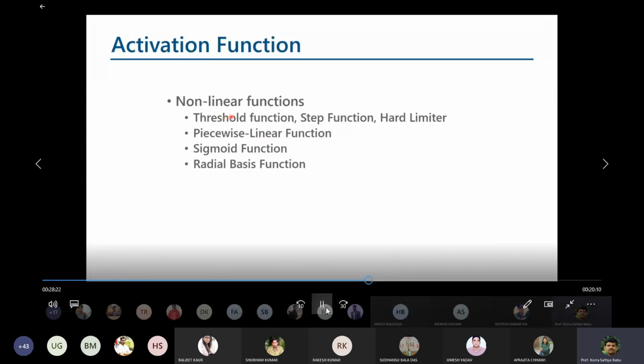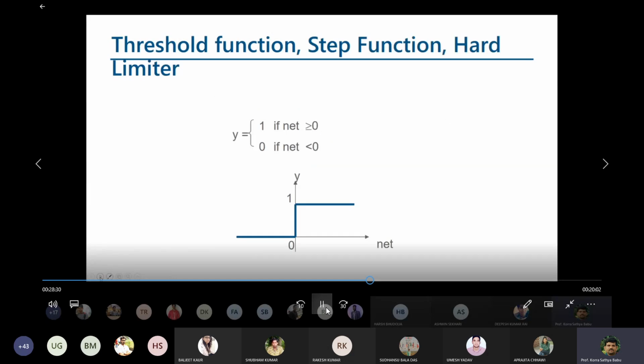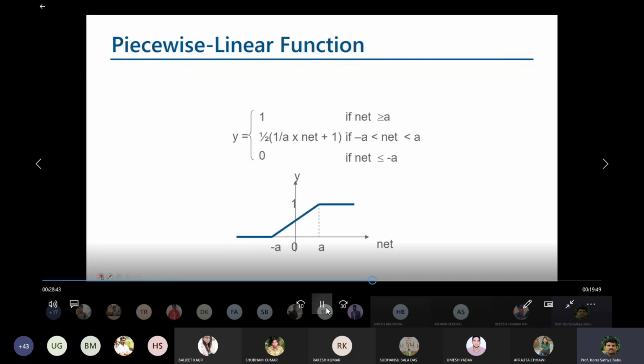So activation functions: non-linear activation function, threshold function, step function, piecewise or ReLU function, sigmoid function, radial basis function. Different functions are there. For the threshold function, or step function, y equals 1 if net is greater than or equal to 0, and 0 if net is less than 0. We have already seen this one, so I am just skipping.